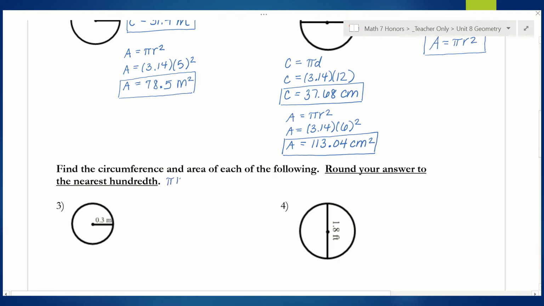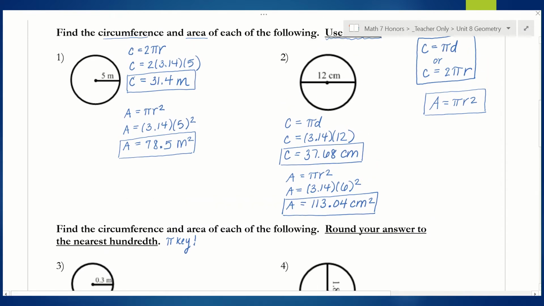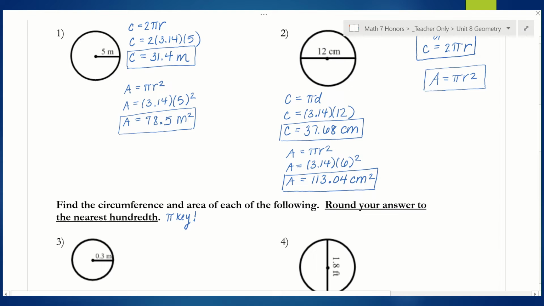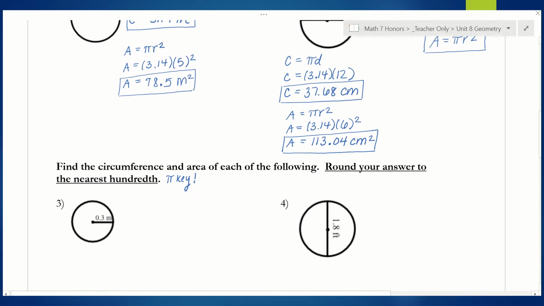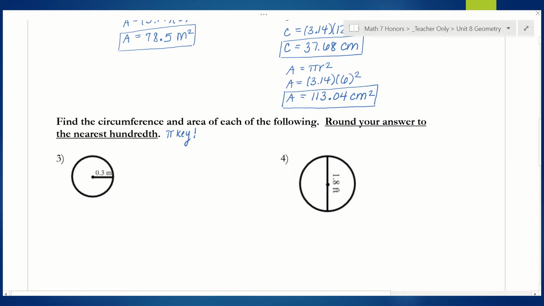key on your calculator. Okay, 3.14 is an approximation for pi, and sometimes we'll get a different answer when we use the longer version of pi. And your pi key on your calculator actually uses all of those decimals in pi to figure it out. And so when it says to round, that is kind of like code to use your pi key. So that's something that you have to know on your own.